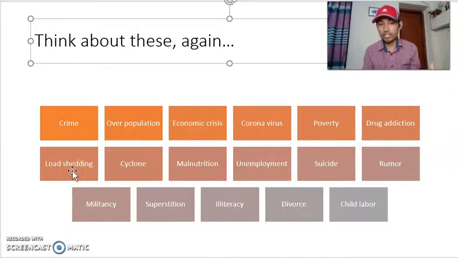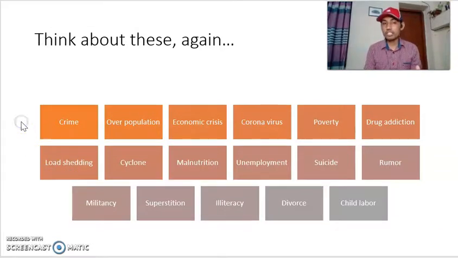Load shedding, is it a social problem? No, it can't be. What is load shedding? Load shedding is a negative thing, definitely, but it does not arise from society, because of our illiteracy or anything of society. Load shedding happens because there is poor supply of electricity.